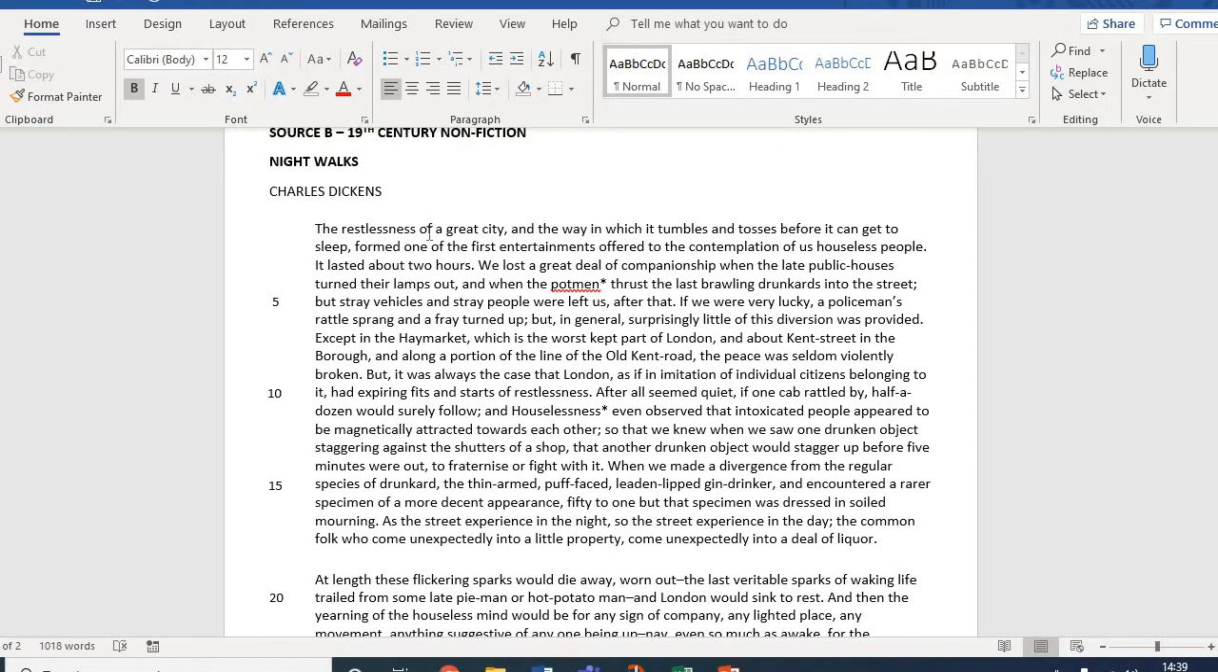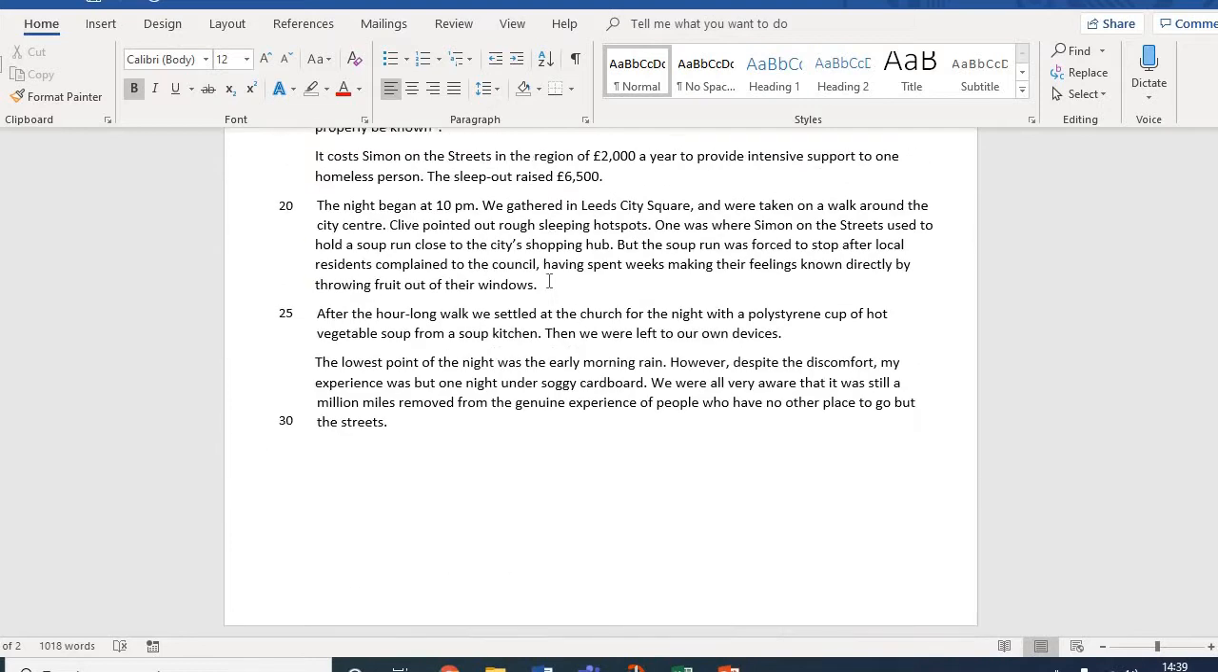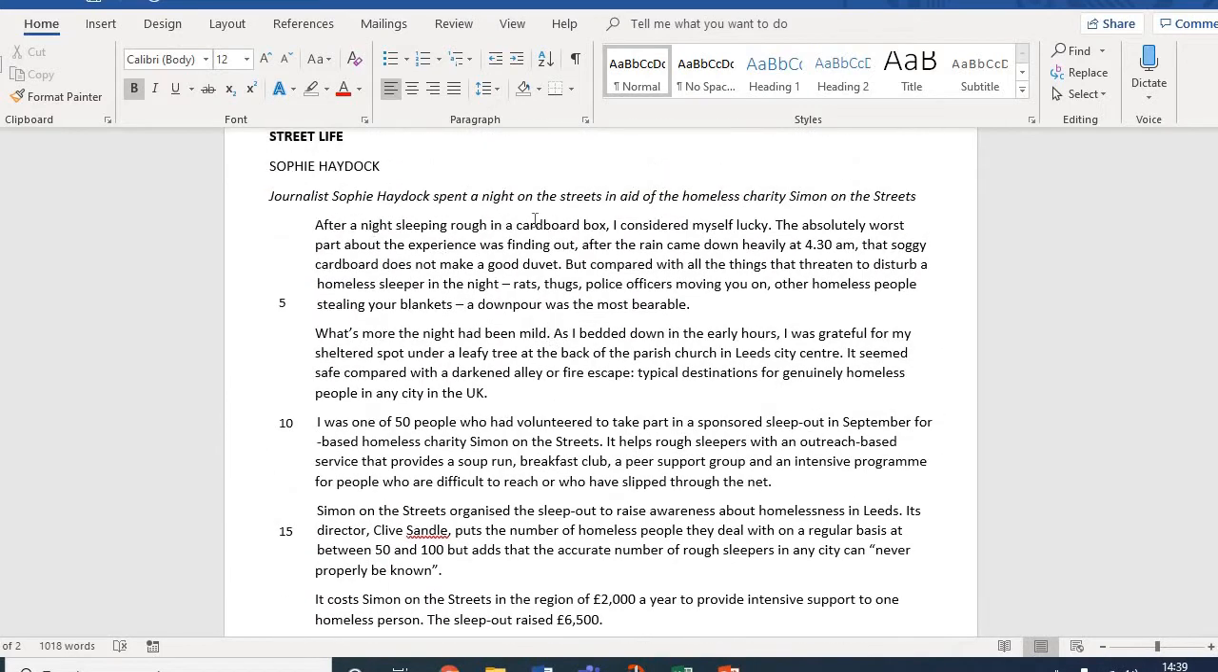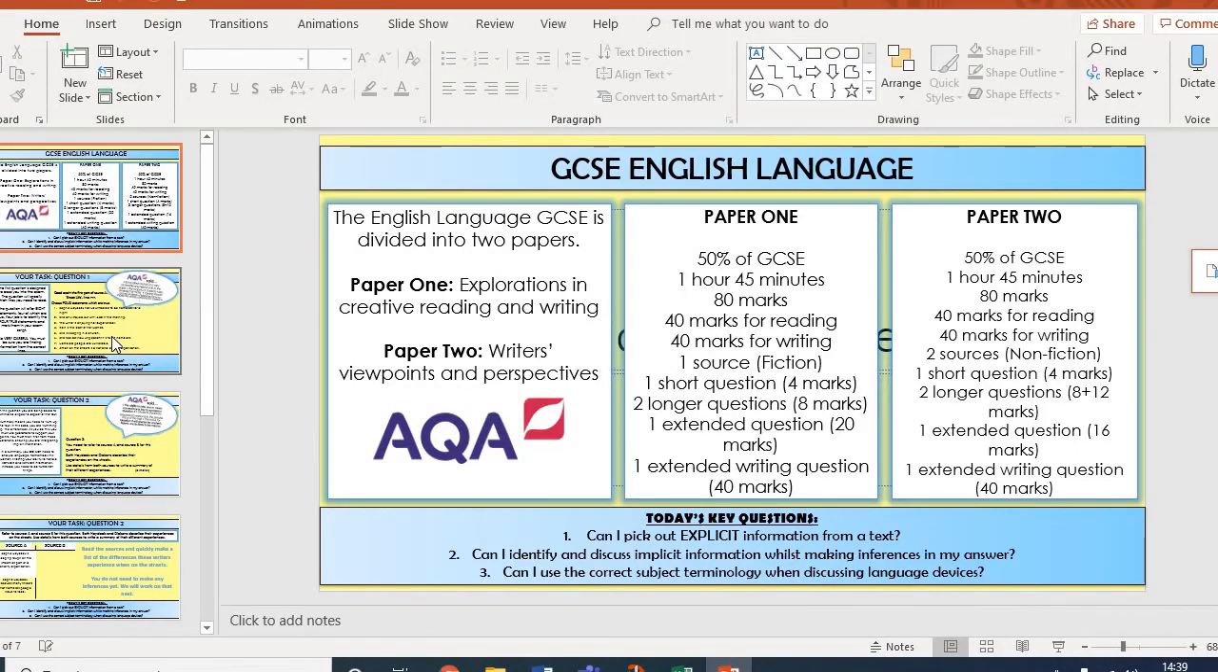Just immediately you look at the opening here, the restlessness of a great city, as opposed to the start here, after a night sleeping rough in a cardboard box. So one is quite prosaic and the other is quite poetic, and you can already get quite a good sense of the two articles from that. So as I say, take 10 to 15 minutes to really read these articles thoroughly, and that's the sort of time you should spend reading them in the examination as well.